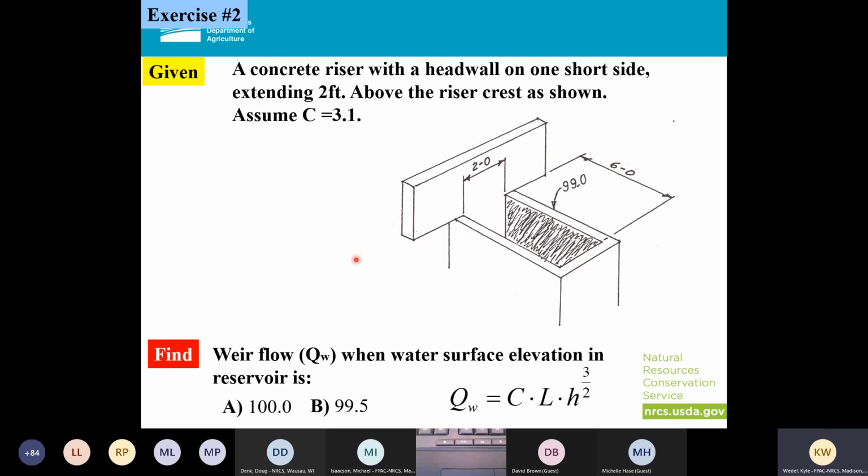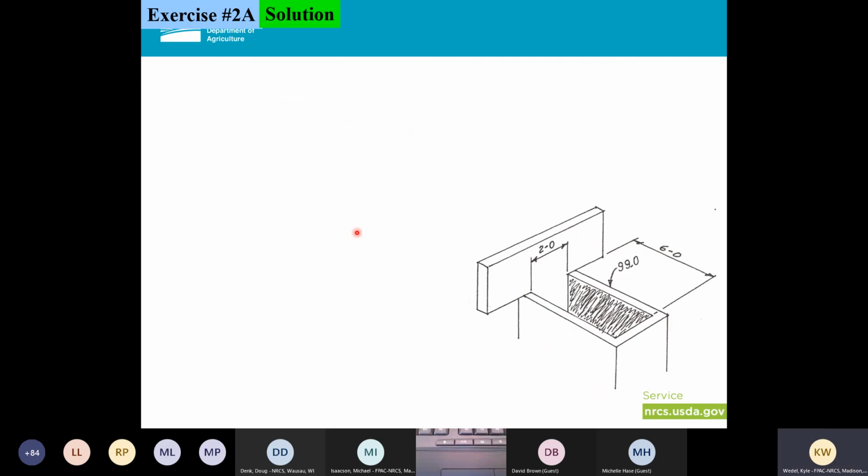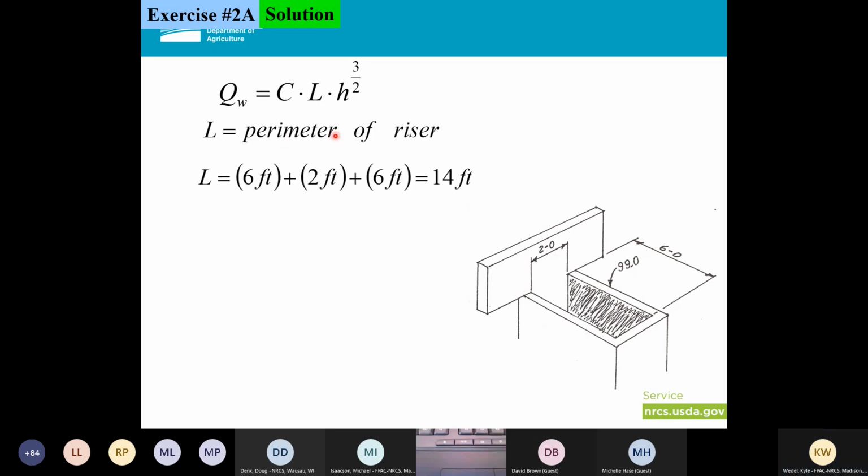All right, I'm going to start going through these. To start off, I'm going to have my general equation here. The first thing I'm going to find is the perimeter of the riser. So I'm going to take my 6 feet plus my 6 feet plus my 2 feet and come up with a length of 14 feet.